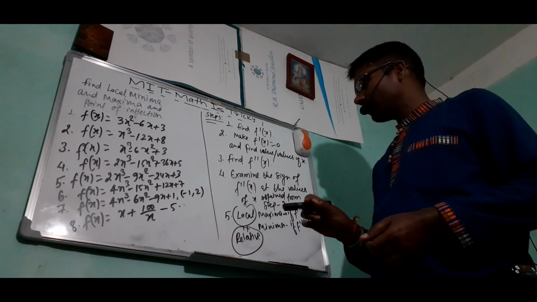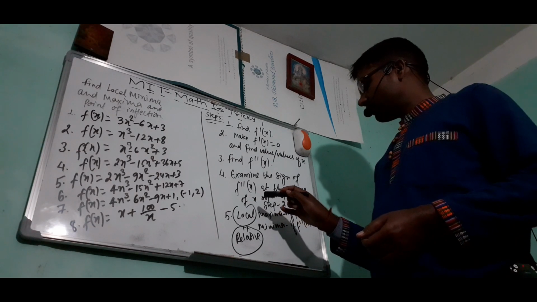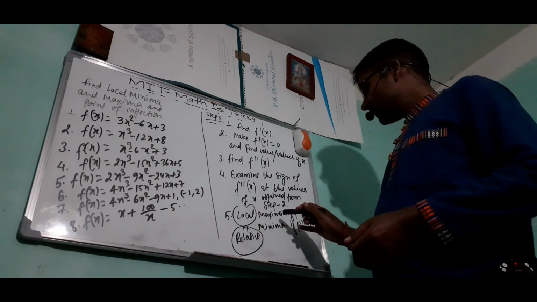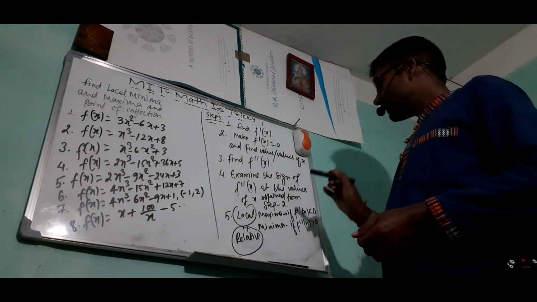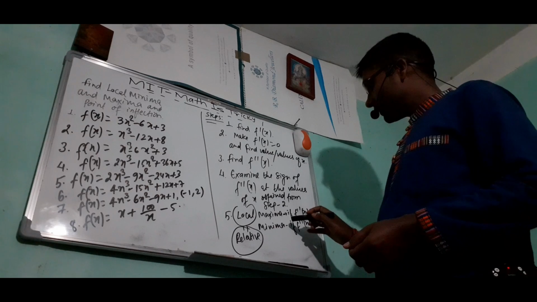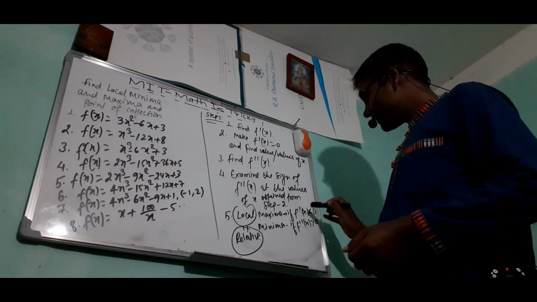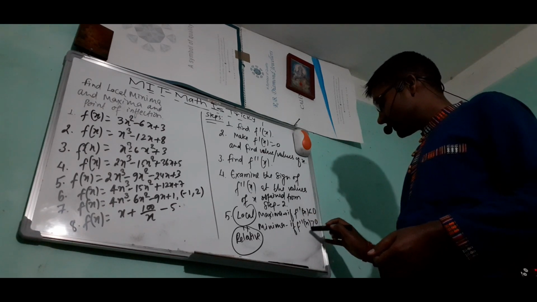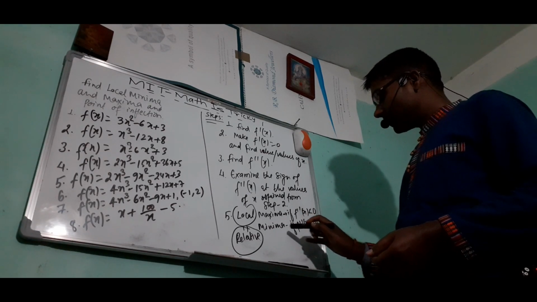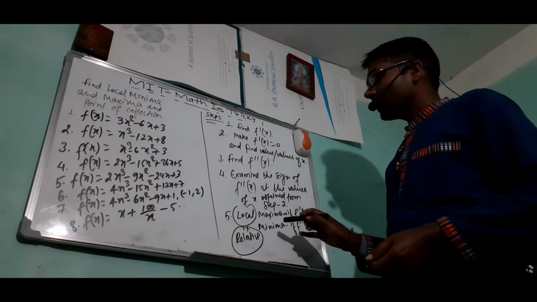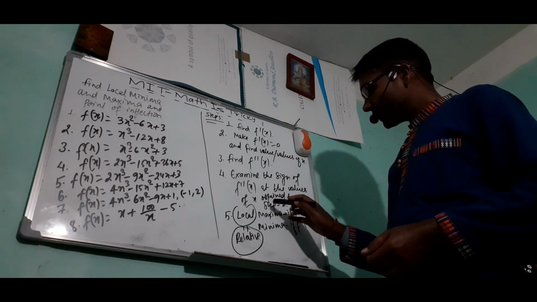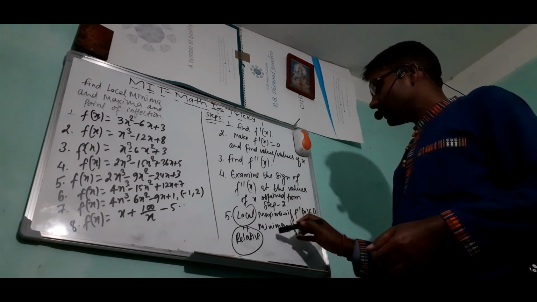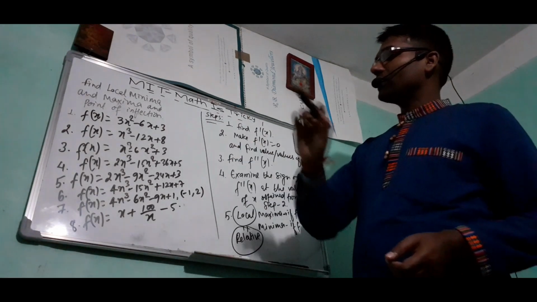This is step 4. After completing step 4, you will see whether the second derivative is positive or negative. If it is negative, or less than 0, there will be a local maxima, and if it is greater than 0, or positive, there will be a local minima. The value of the local maxima and minima will be obtained by putting the value of x in the given function.